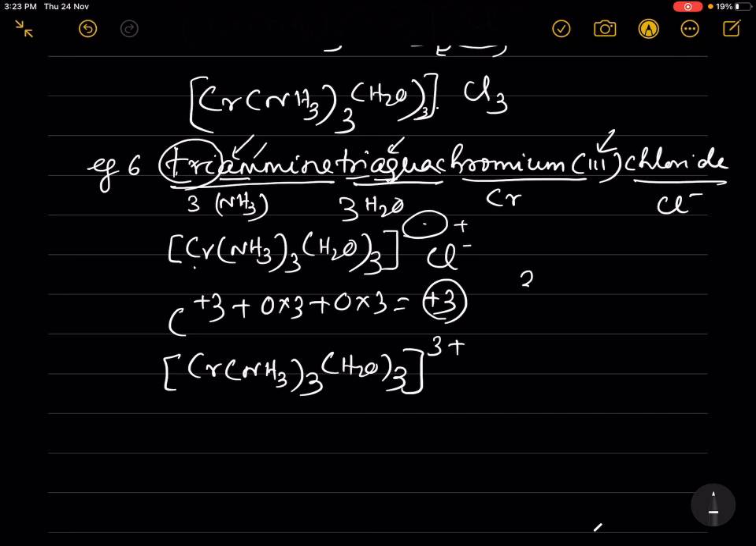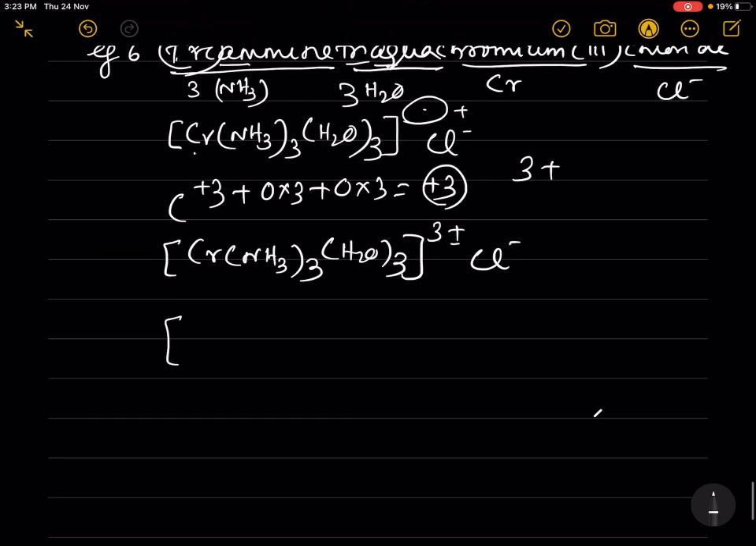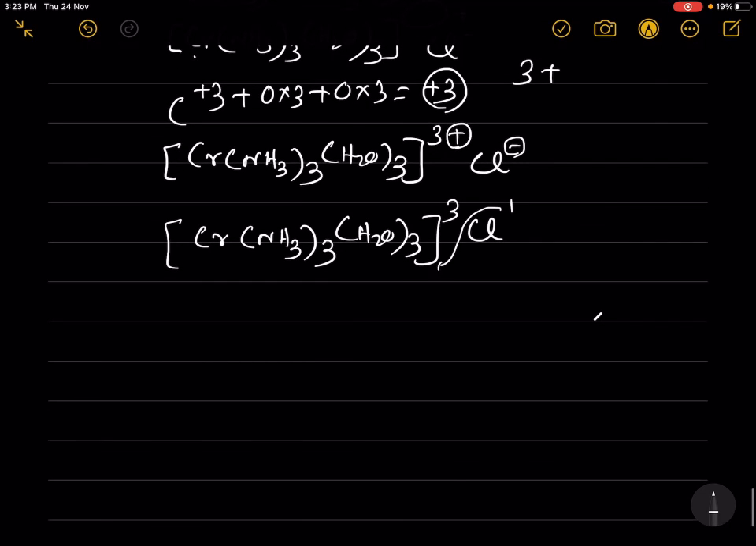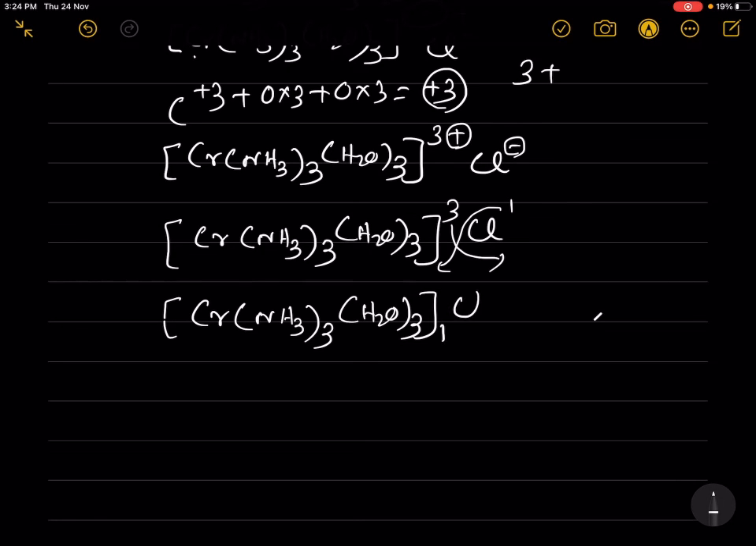Then you do one thing: remove this plus and minus, only write the number, [Cr(NH3)3(H2O)3], 3, 1. Then you just exchange: [Cr(NH3)3(H2O)3], 1, Cl3. No need of writing 1. So this is [Cr(NH3)3(H2O)3]Cl3.